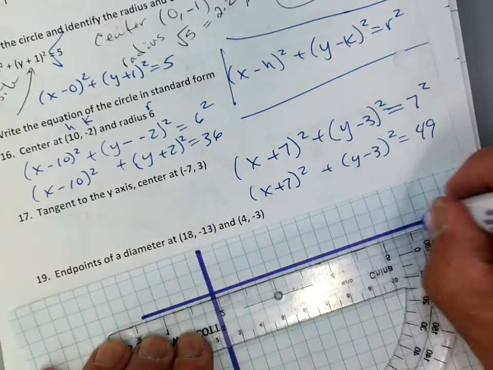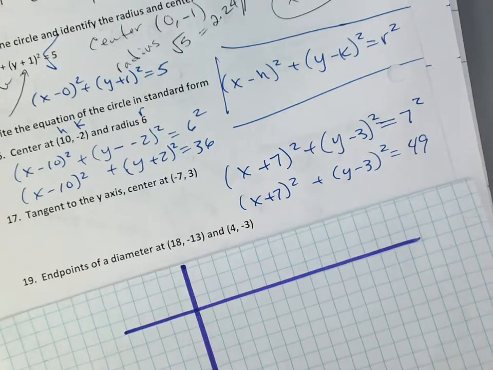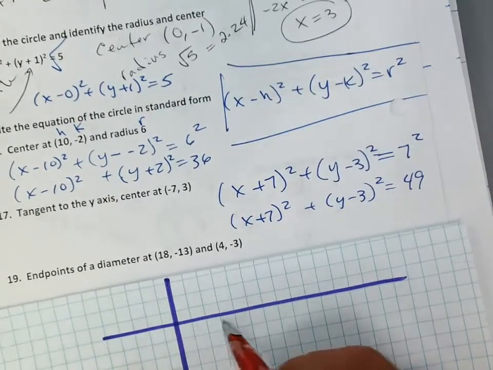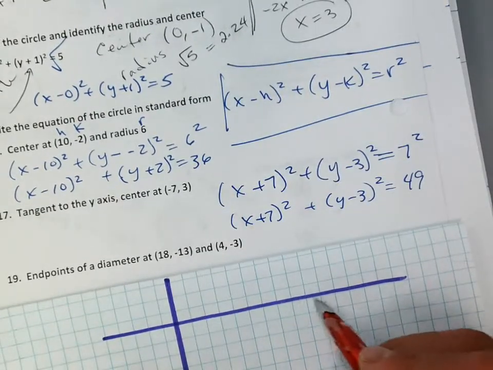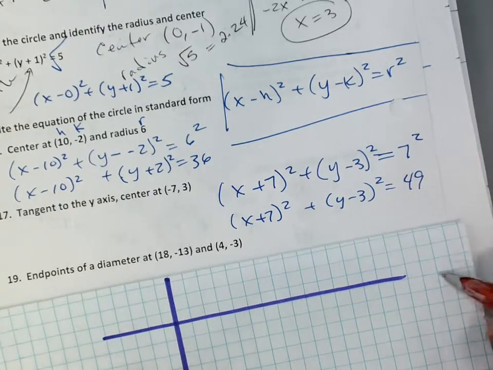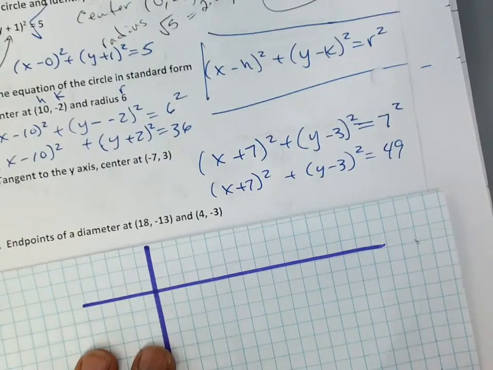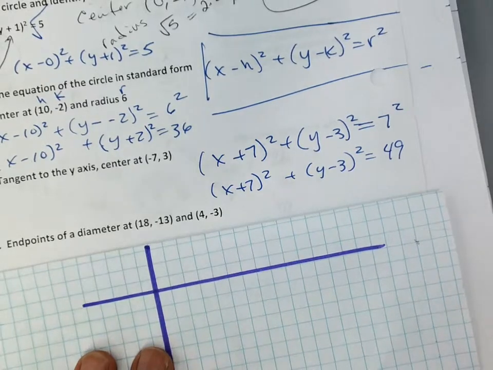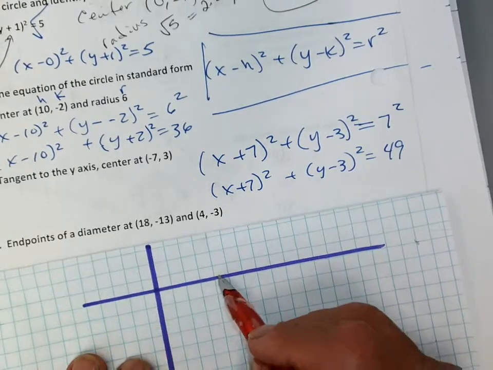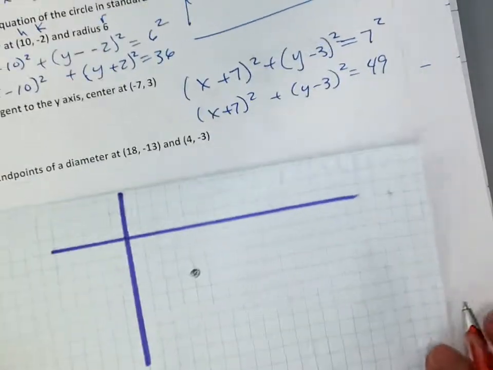Wow, I may have to do some math. I don't know if I'm going to be able to graph this. Counting the grid, 1 through 18, then 1 through 13. Wow, I got it to fit barely. And then 4, negative 3, okay? Wow. Okay, there it is.